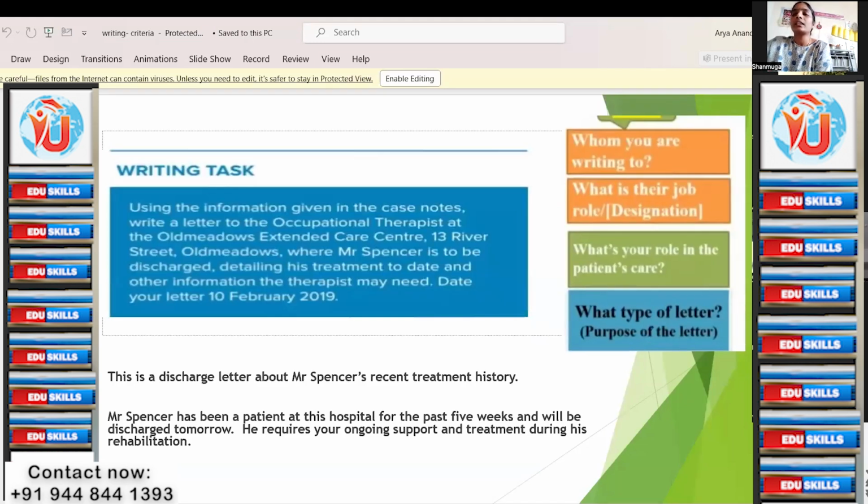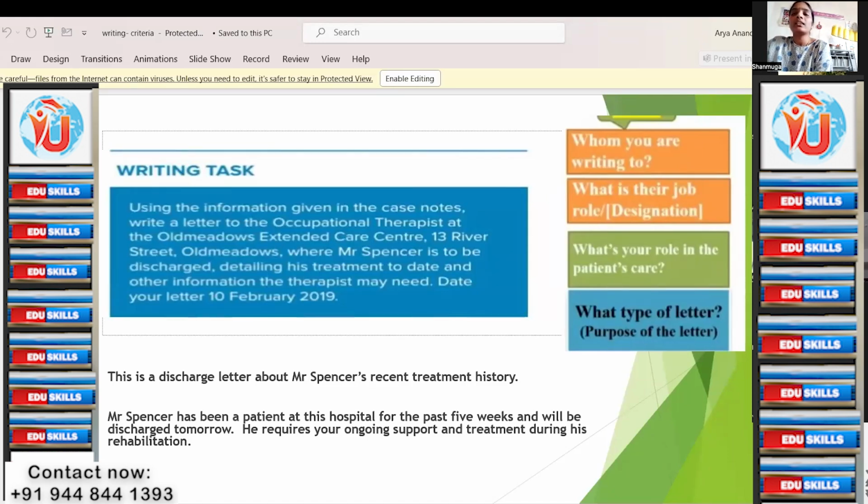And another one, here you can see the second writing task. In this writing task, they have given: using the information in the case note, write a letter to the occupational therapist, Old Meadow Extended Care Center, 13 River Street, Old Meadows, where Mr. Spencer is to be discharged. Here you can see what type of letter. This is a type of discharge letter. And what is the context? Why are we writing this letter?